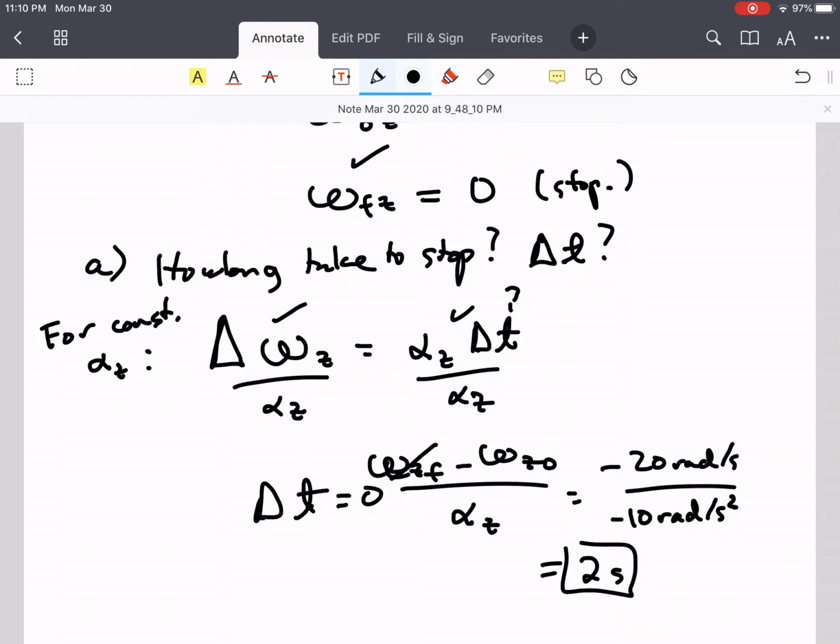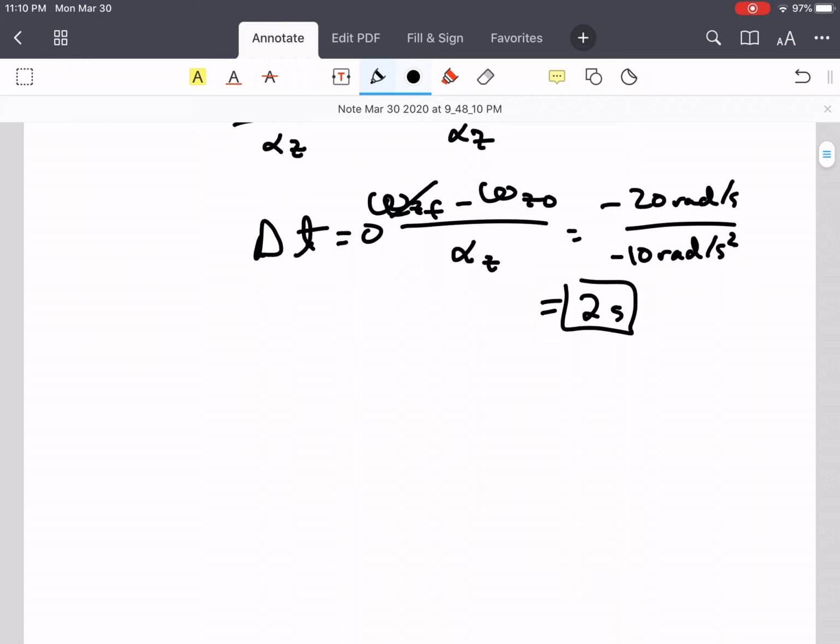Now, part B of the problem asks, how many revolutions do the tires undergo before they stop?